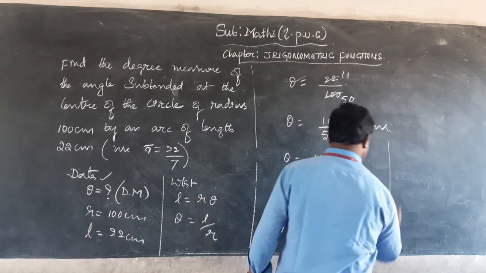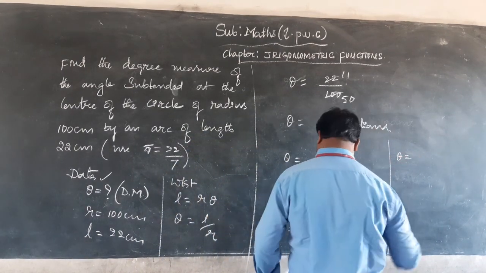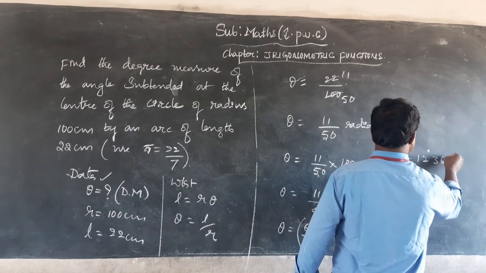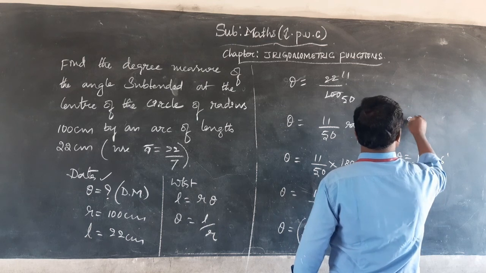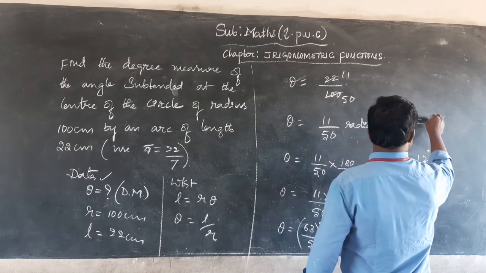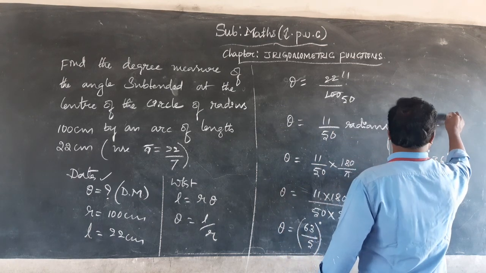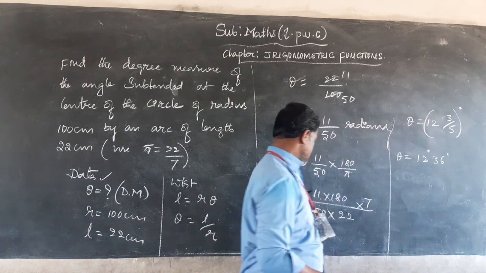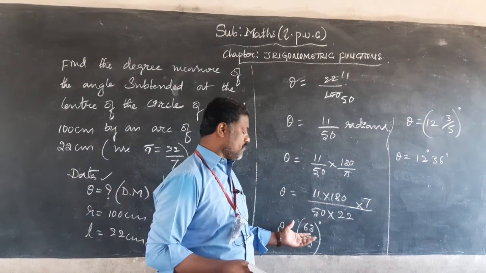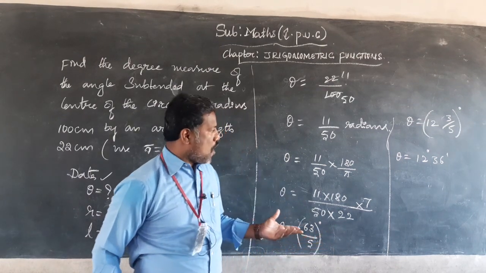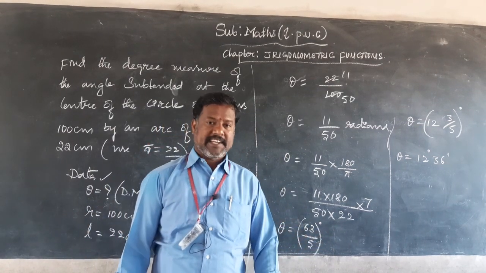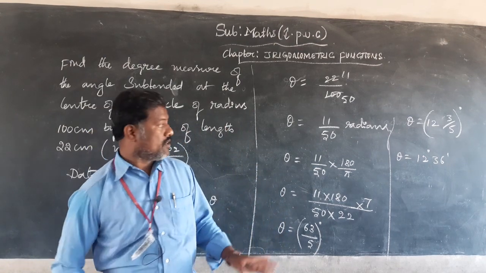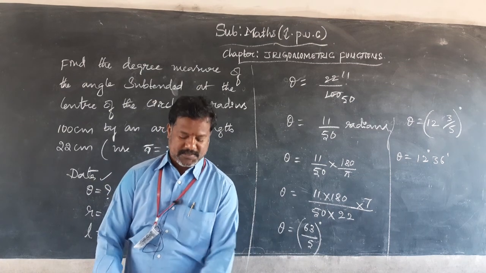Or you can convert this in terms of fraction, that is 12 degree 36 minutes. That is theta equals 12 3 by 5 degree. Okay, children, I hope now we have got the idea of how to convert the data in terms of degree measure. Children, just pause the video and take down the notes.